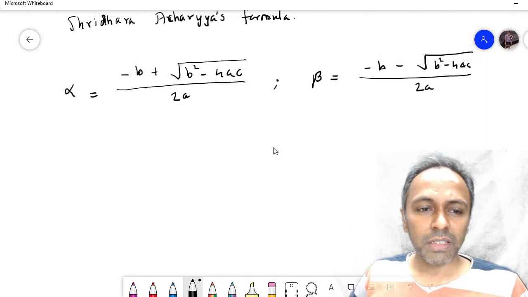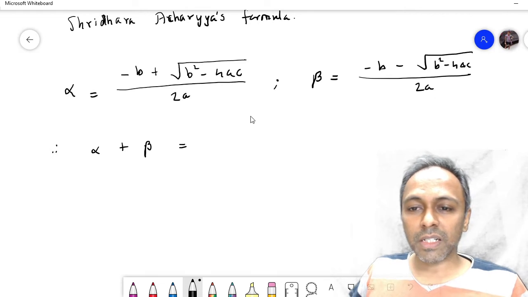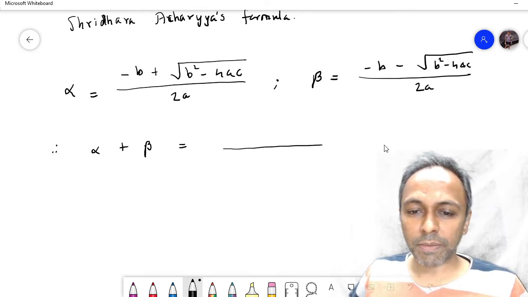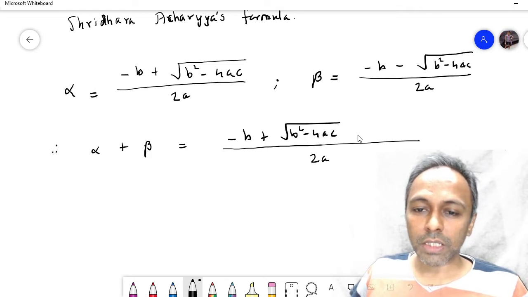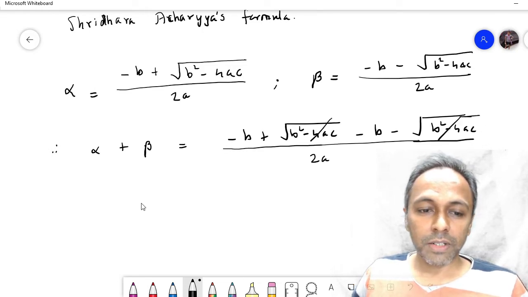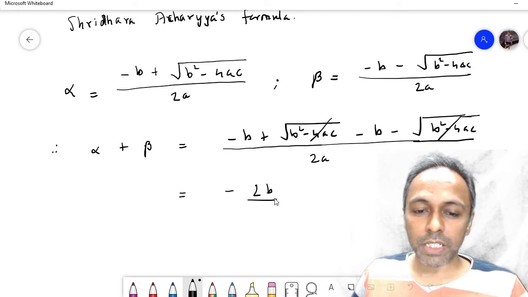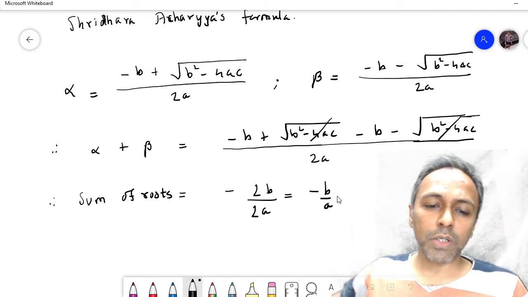We can observe some interesting conclusions here. Let us say a student would have added both the roots. Let us say we add both the roots. Now because the denominator is same, we can add the numerators. So minus b plus root of b square minus 4ac minus b minus root of b square minus 4ac. See, we are adding both the roots. These two terms get cancelled. So this becomes minus b minus b is minus 2b upon 2a, which is minus b upon a. So we can understand that sum of roots, which means alpha plus beta, is equal to minus b upon a.